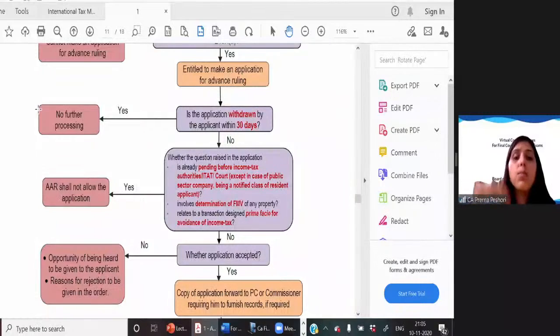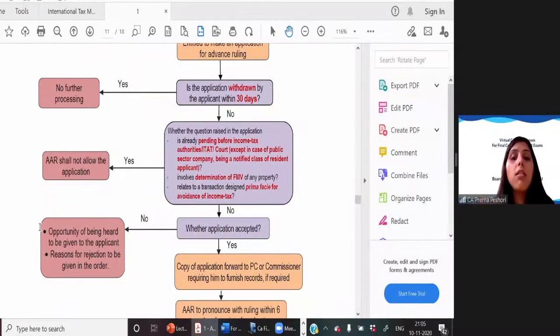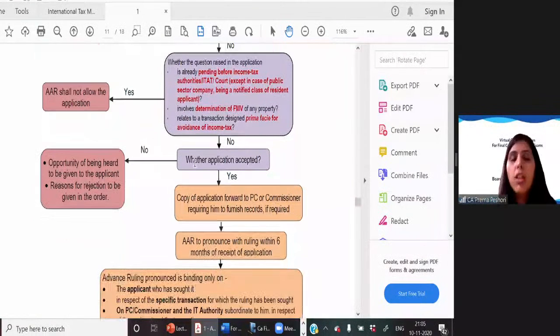Then the second question you have to ask is whether the question is pending before ITAT or income tax authorities or court, except in case of public sector company. If it involves determination of fair market value, if it is designed for avoidance of tax, except in case of GAR. If the answer is yes, you will not be allowed to make an application. If the answer is no, you can make an application. Then the AR will decide whether to accept it or not. If they do not accept it, they will give you opportunity of being heard and the reasons for rejection. If they accept it, they will furnish the copy to the AO that this application has been accepted, and they will pronounce the ruling within 6 months of the receipt of application. As I said, it is binding on the applicant in respect of that transaction only, and it is binding on the income tax authority. Clear?